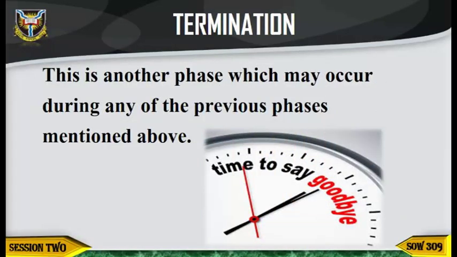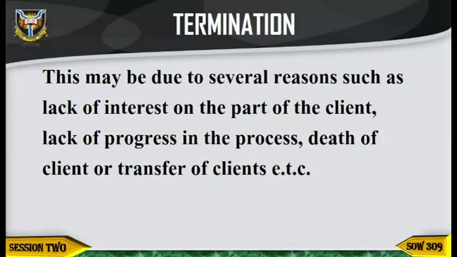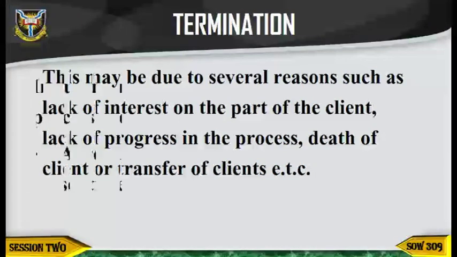Termination. This is another phase which may occur during any of the previous phases mentioned above. In other words, the client or caseworker may terminate casework process at any stage of the phases. Examples: study phase or treatment phase. This may be due to several reasons such as lack of interest on the part of the client, lack of progress in the process, death of client or transfer of clients, etc.